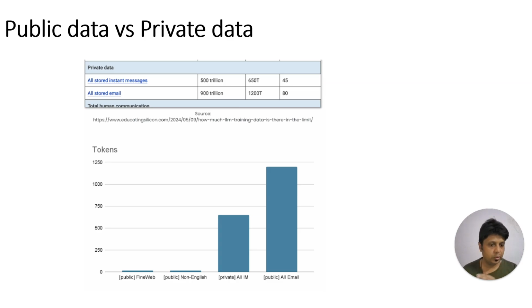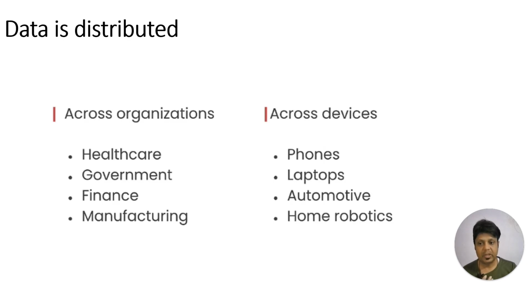So there are two things we need to address. One is, how can we train the model on private data? The problem is that private data is not consolidated. It's spread across regions, across multiple organizations, and across multiple devices. And the second challenge, as we said, is how can we keep the privacy intact?